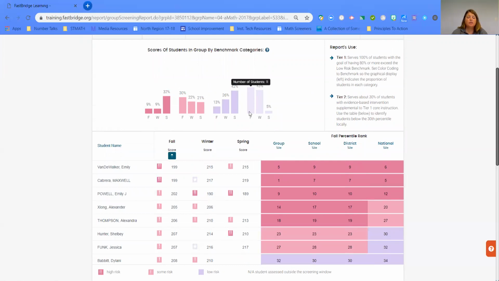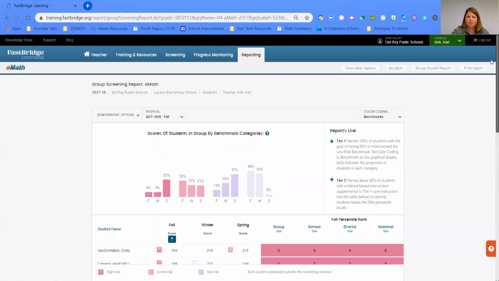So those are the 2 things that we want to use this group screening report for, as well as just this universal screener. We want to be able to assess the health of our system, and then we also want to be able to identify our students that are at risk. And we did so by just looking at this one group screening report. There's one more report that you may want to look at for a little bit of additional information.